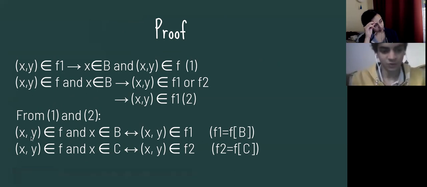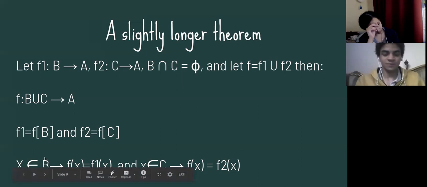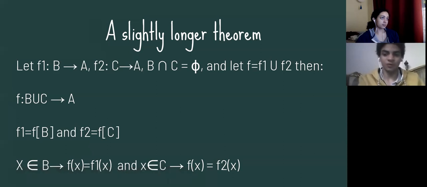So if I have xy belongs to f and x belongs to b, then xy belongs to f1, which is just the same, logically equivalent to that statement of x belongs to b implies that f of x equals f1 of x. So basically when you have two statements and you want to prove that they are the same statement, you change the form of the statement that you have.